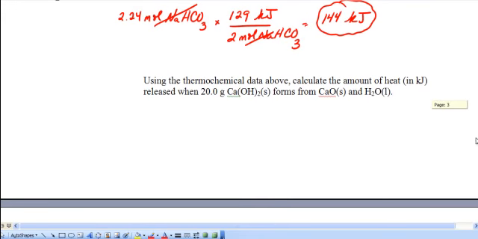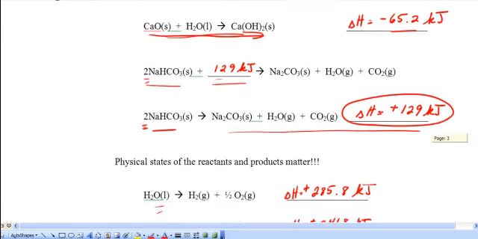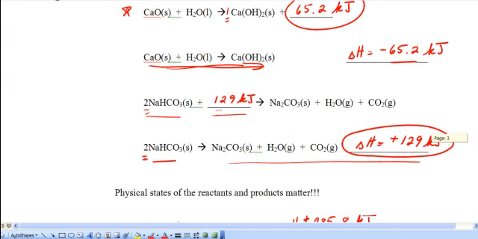So coming on down, we have 20.0 grams of calcium hydroxide. To change it into moles, we use the molar mass. 1 mole of calcium hydroxide has a mass of 74.10 grams. Of course, the grams divide out top and bottom, and now we can use our ratio. It was 65 point something. Was it 65.9? Nope, 65.2 kilojoules.